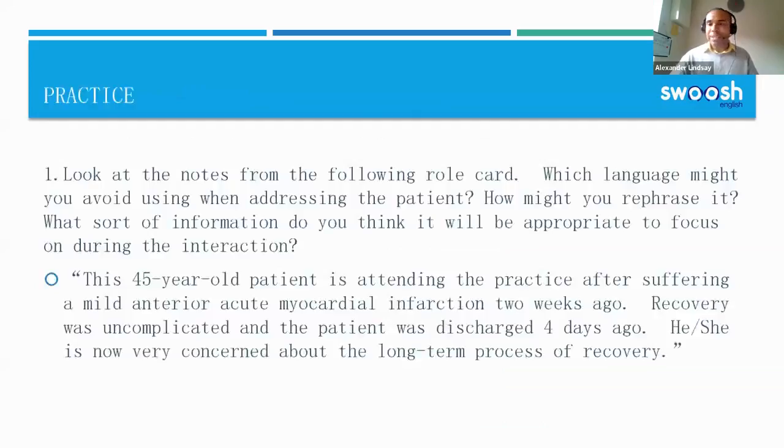So some practice then. Here is an activity. So here are some notes from a role card. I want you to look at these notes below, and I want you to decide what language you might avoid using when addressing the patient. So similar to when before we looked at acute meningoencephalitis, what sort of language would you avoid using in this case? How might you rephrase that language? And also, what sort of information do you think it will be appropriate to focus on during the interaction?